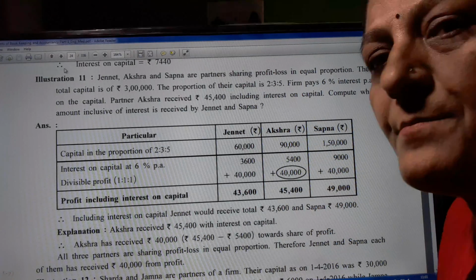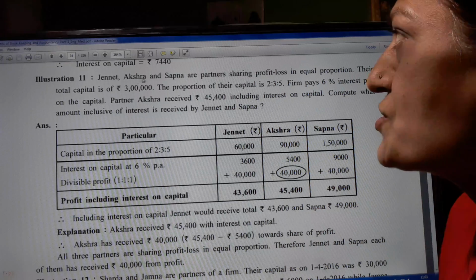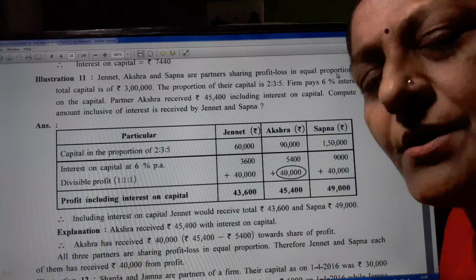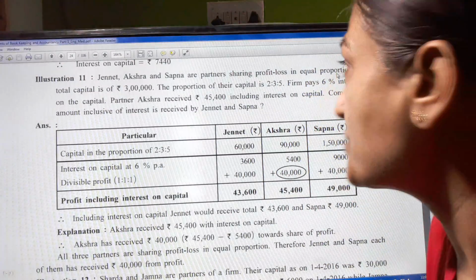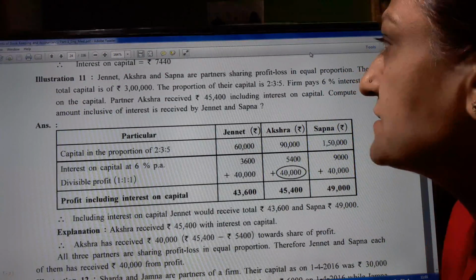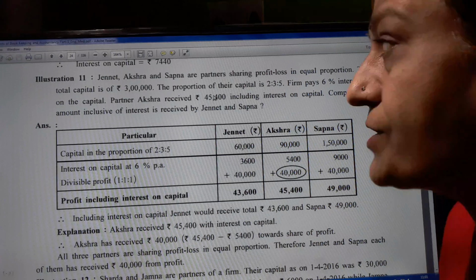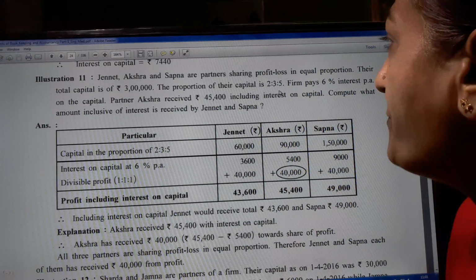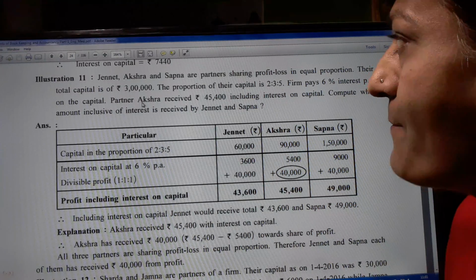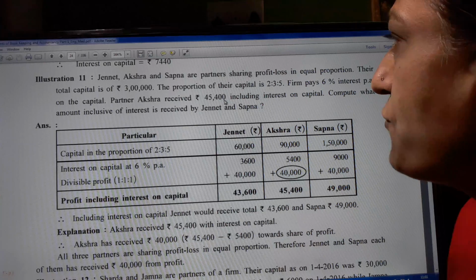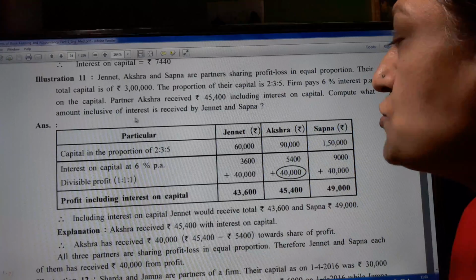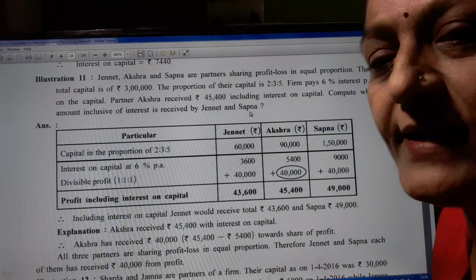Here illustration number 11: Jinit, Akshara and Sapna are partners sharing profit and loss in equal proportion. Here it is already given that their distribution is equal. Their total capital is rupees 3 lakh. The proportion of their capital is 2:3:5. Firm pays 6% interest on capital. Partner Akshara received 45,400 including interest on capital. Compute the amount inclusive of interest received by Jinit and Sapna.